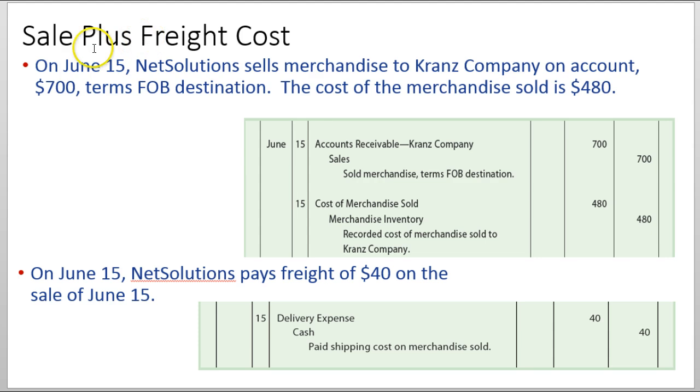Now this one says sales plus freight cost, and we're looking at accounts receivable of $700 in sales, so we sold something. This is our cost of merchandise, $480, and we've taken it out. And here we now have a delivery expense because we are going to pay for that. So our delivery expense, paying for the shipping, is $40, and the cash is $40. When we ship like this, it's an added cost of doing business, and it's not part of the merchandise sold, so it goes into a different category.